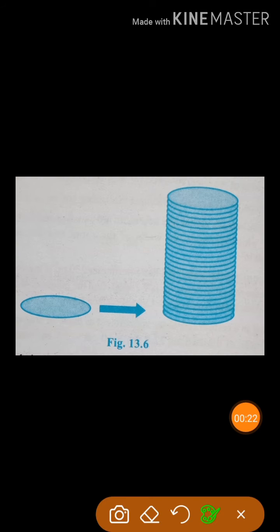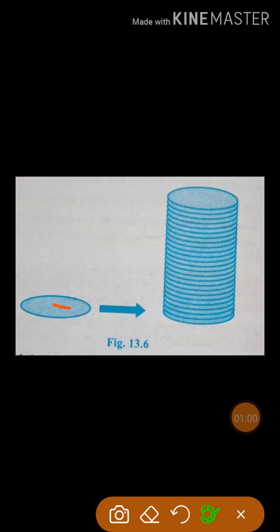See, this is a flat circle, and its area means the space occupied by it. This whole is the area of this circle. If we put so many circles one over the other, you can see these circles build up a cylinder whose radius is equal to the radius of the circle. The radius of this cylinder will be the same as the circle, and we need to find the volume.